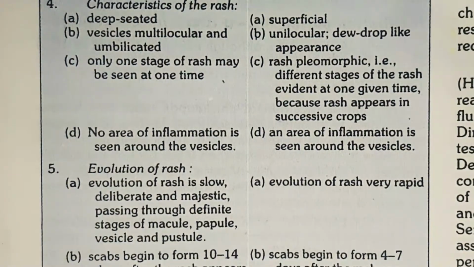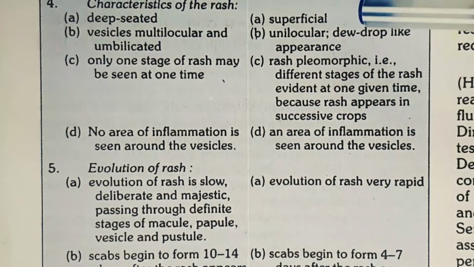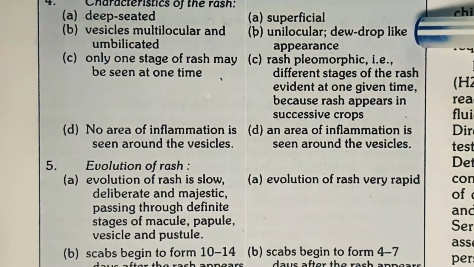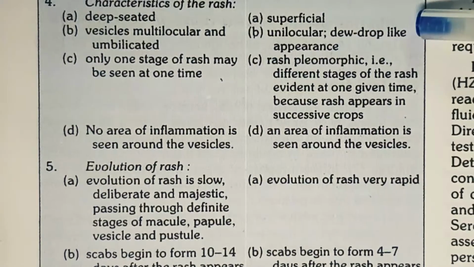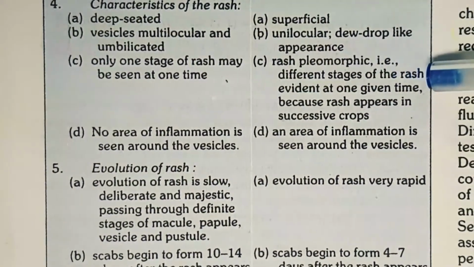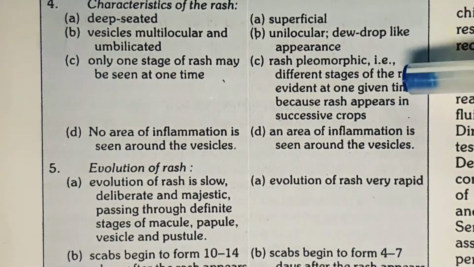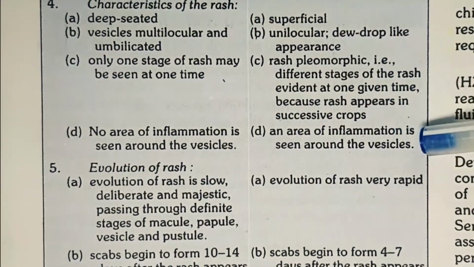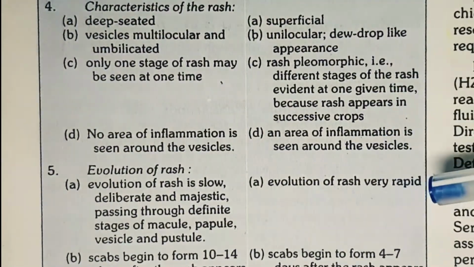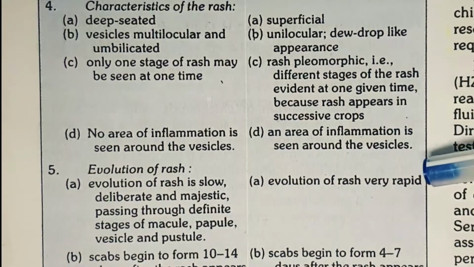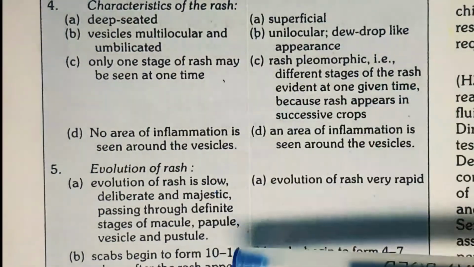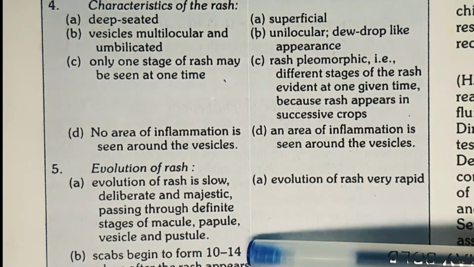Just the opposite is chickenpox. It is usually superficial, and the vesicles are filled with fluid, giving a dewdrop-like appearance. Then the rash is pleomorphic. It is the most specific feature of chickenpox, that is, all the stages of the rash can be evident at a particular time in a given area. Then vesicles are surrounded by an area of inflammation, whereas in smallpox no inflammation is seen. And the evolution of rashes is very rapid, and in the same area different rashes can be seen, that is pleomorphism.